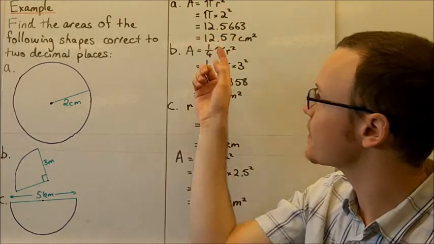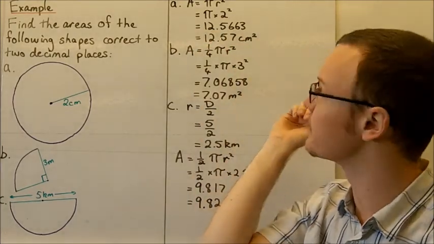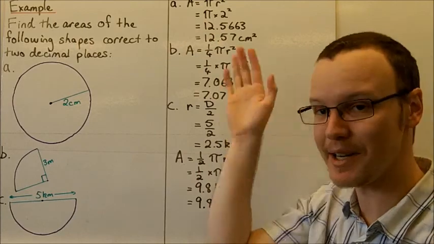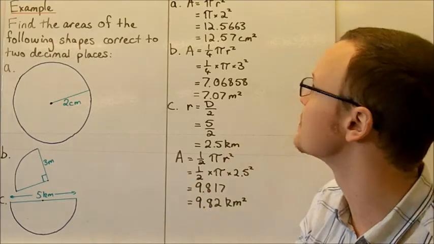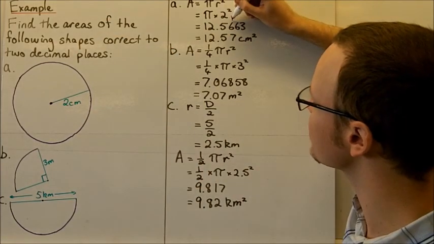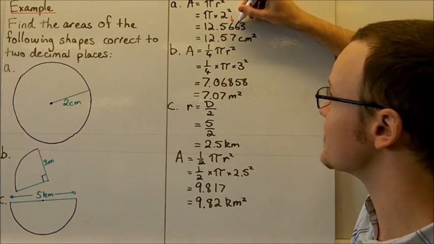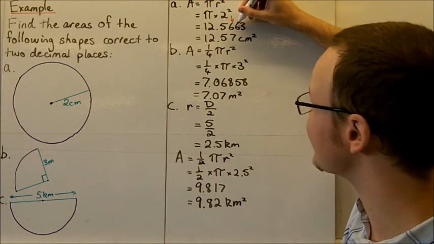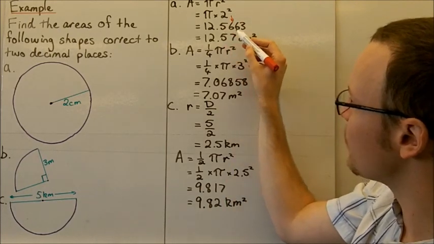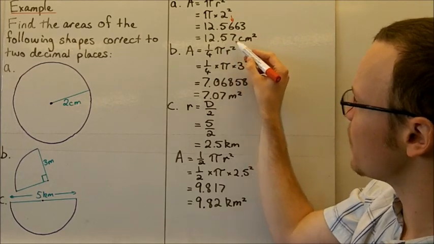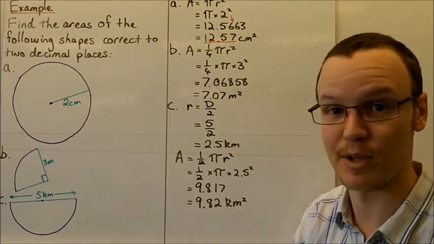We can plug that into our calculator and we get a number with a lot of decimal places, 12.5663, and it goes on and on. But we're asked to find it correct to 2 decimal places. So we need to find it correct to this decimal place right here. Now we can look at the number beside it. The number beside it is 6, which is 5 or above, so we need to round up. So we've rounded up from 0.5663 to 0.57. So our answer is 12.57 centimetres squared, or square centimetres.